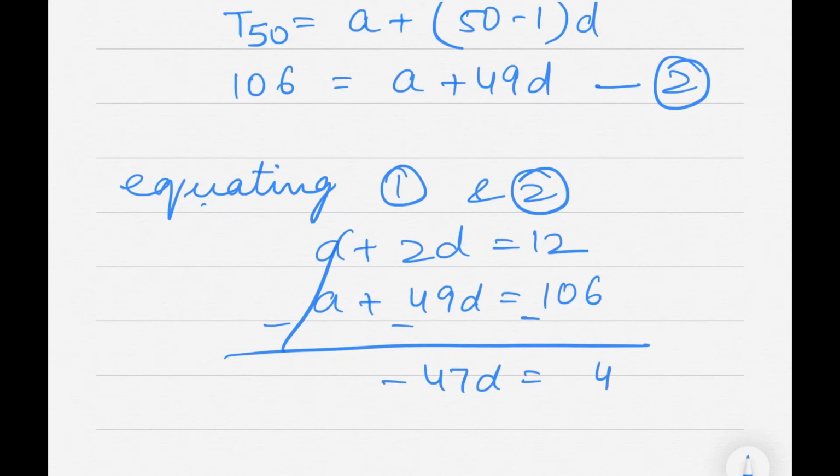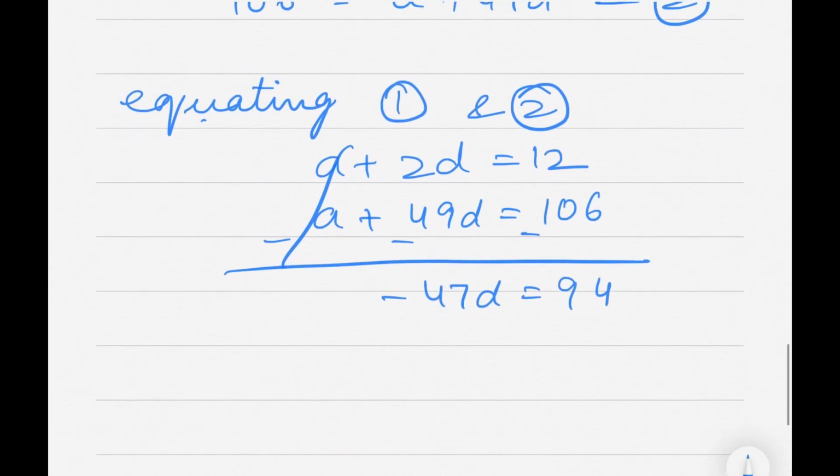So 4 and 94, right? So this will be also negative. So my negative negative gets cancelled and d is equal to 94 by 47. So this gives me 2. So my d is 2 here.